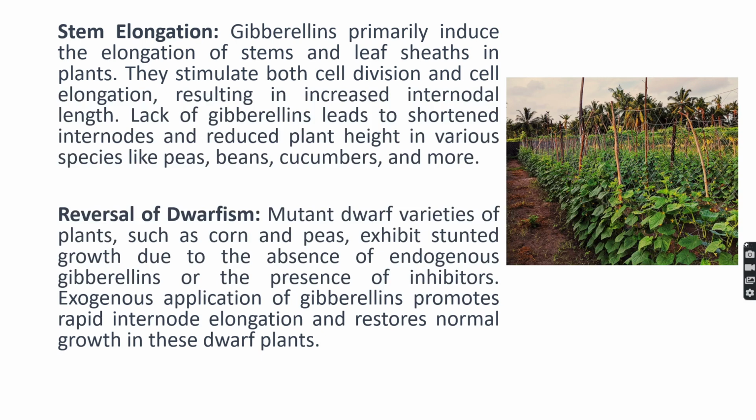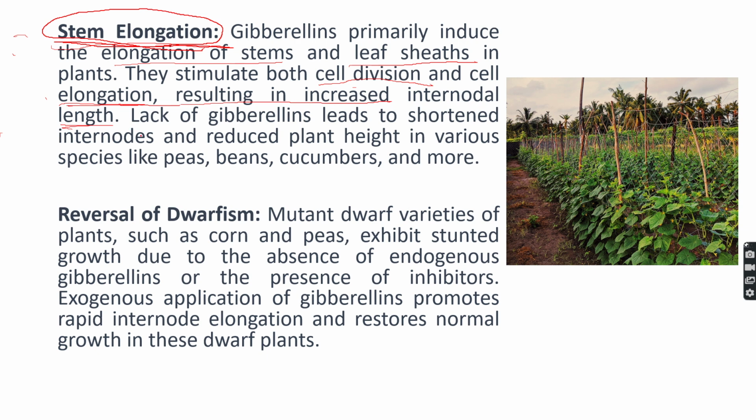So the first role of GA is stem elongation. As we know from the history as well as from biosynthesis, it has an important role in stem elongation. So gibberellin plays an important role in elongation of your stem and also the leaf sheaths in plants. They stimulate both cell division as well as cell elongation. It also helps auxin to elongate the cell, resulting in increased internodal elongation or internodal length.